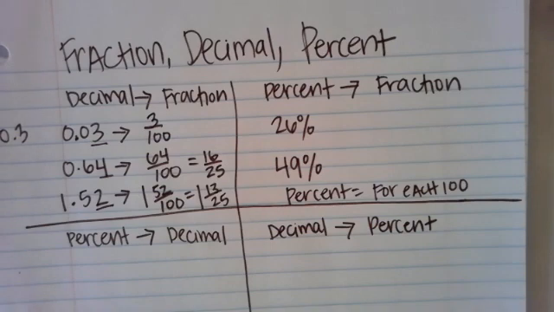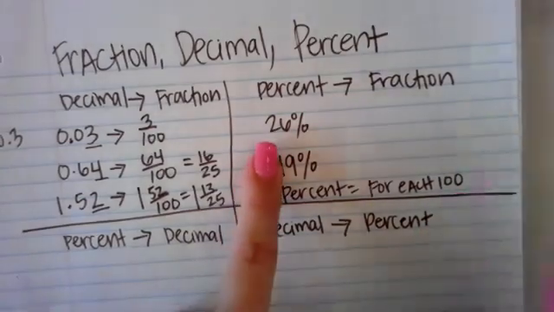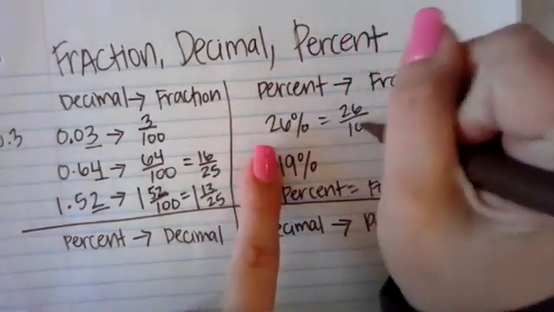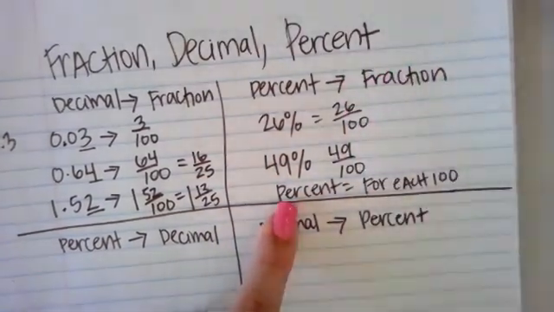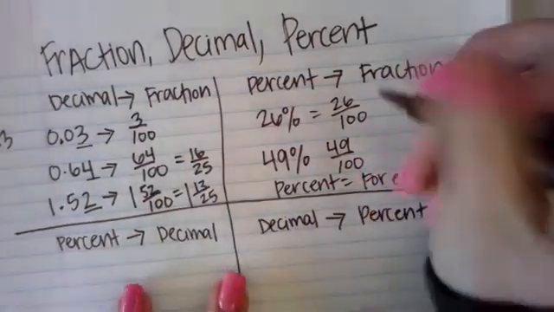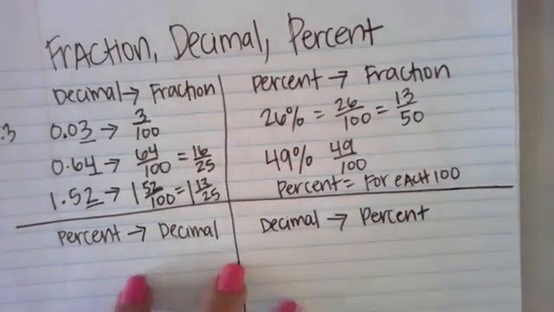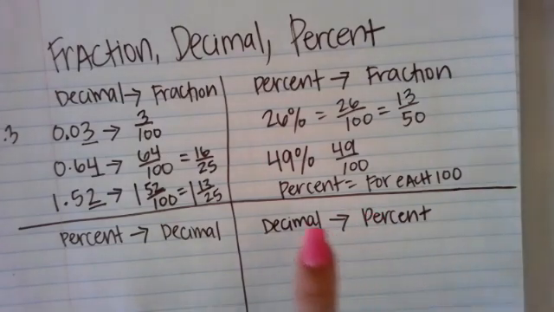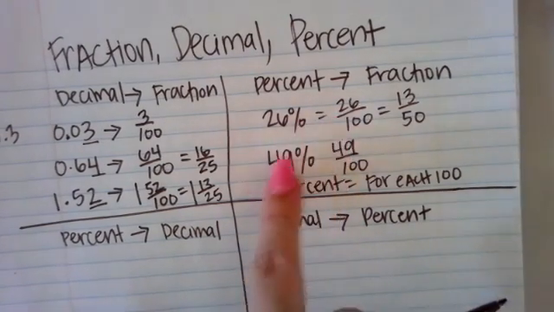So when we put them as a fraction, again, we can use this idea of what percent actually means. This is saying 26 for each 100. So 26 over 100, 49%, 49 over 100. And once we have the fraction set up, we just need to look if we can simplify it. So 49 hundredths does not simplify, but 26 hundredths, you could divide both by 2 and you would get 13 over 50. So using this root word understanding that percent means for each 100, anytime you need to put a percent into a fraction, you rewrite it as 26 over 100, 49 over 100.